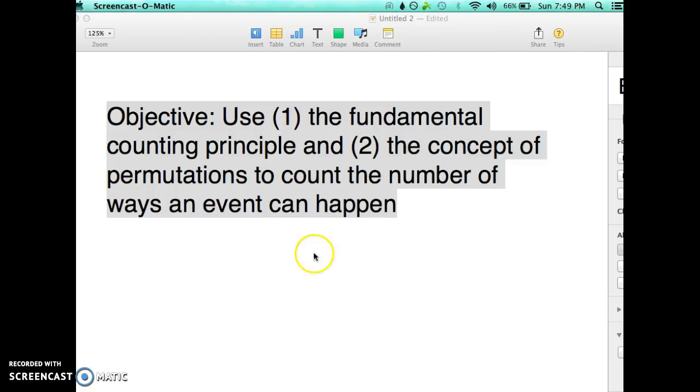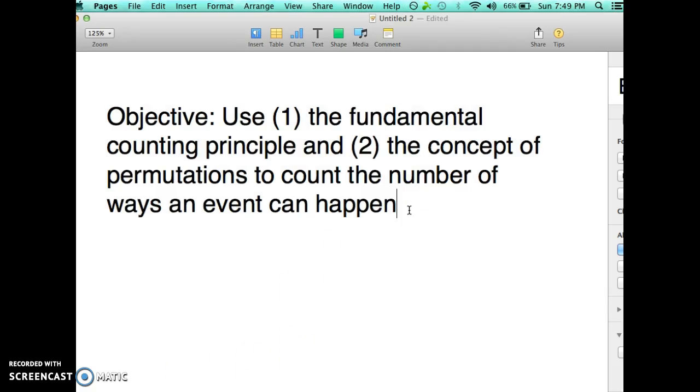Hello. To start off, our objective is to use the fundamental counting principle to count the number of ways an event can happen. And secondly, we're going to use the concept of permutations to count the number of ways an event can happen. And what we're talking about when we say an event can happen, say like the number of ways, the first example, we're going to say the number of ways you can eat a sandwich.